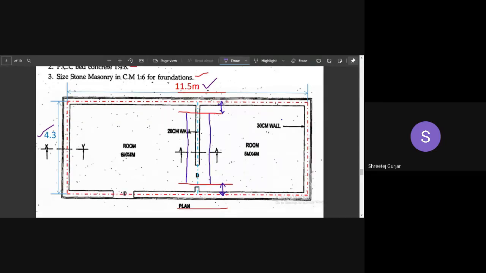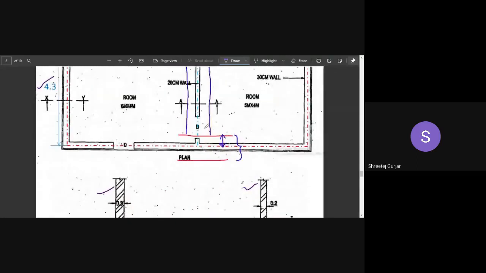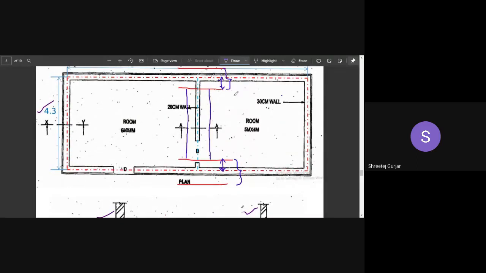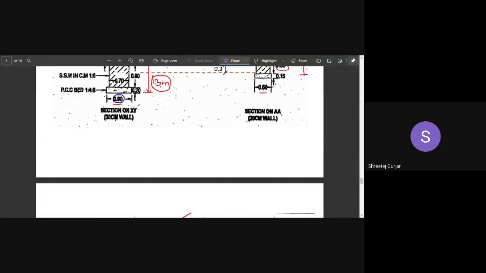This width is of your long wall, not of a short wall, right? This width is of your long wall, of this 30 centimeter wall, and this width is how much? 0.9, right? So from this center line length 4.3, we need to deduct half of the width here, that is 0.45 and 0.45. That is what we have done here. 4.3 minus 0.9, that is 3.4. Understood why we have done the deduction using 0.9 and not 0.6?